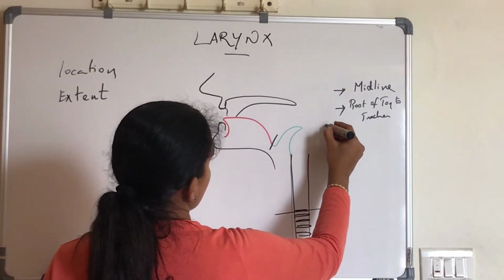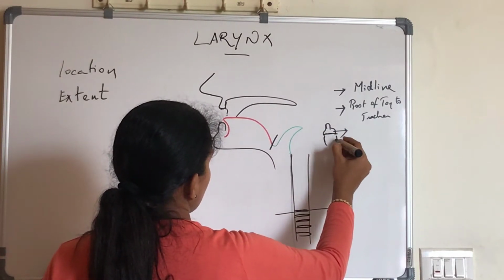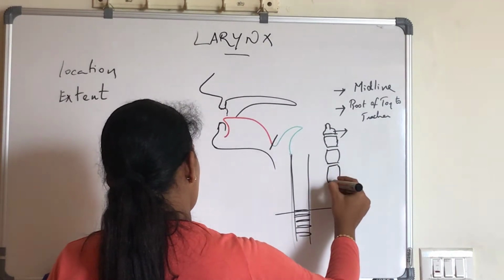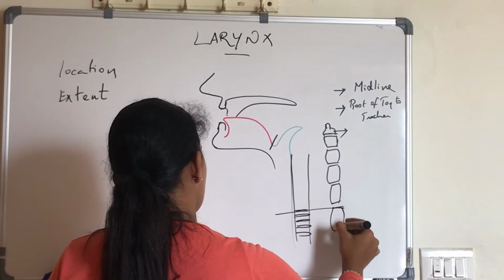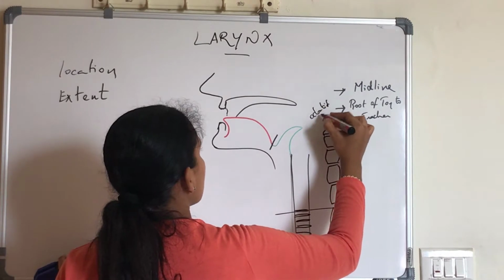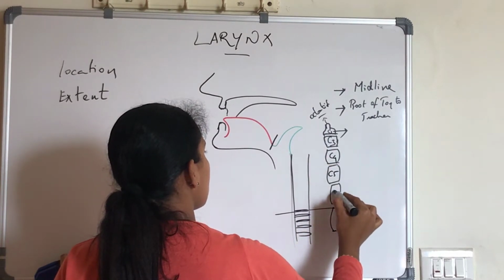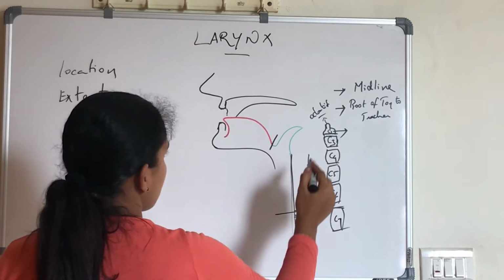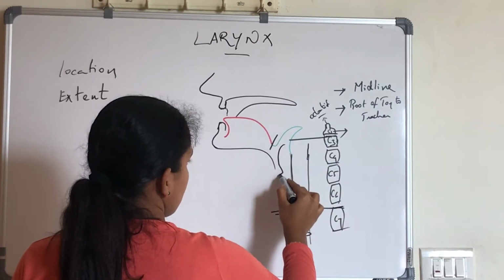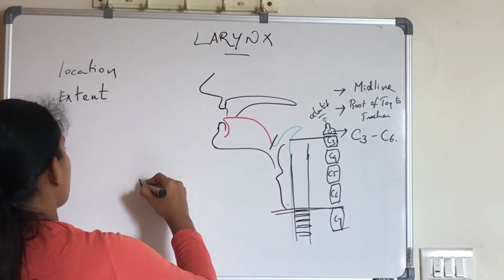Now, what is the vertebral extent of larynx? For that, let me draw the cervical vertebrae. What is that projection you are seeing in the first vertebra I have drawn? Yes, that is the odontoid process or dens, which means that is your second cervical vertebra. Then comes C3, C4, 5, 6 and 7. Now you can see larynx extends from the third cervical vertebra to the sixth cervical vertebra. So what is the extent? Vertebral extent is C3 to C6.